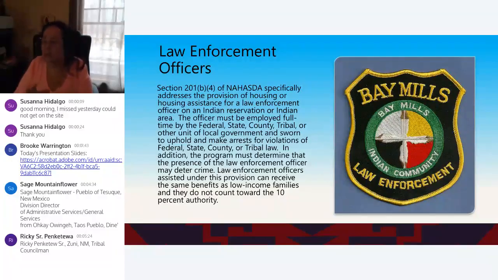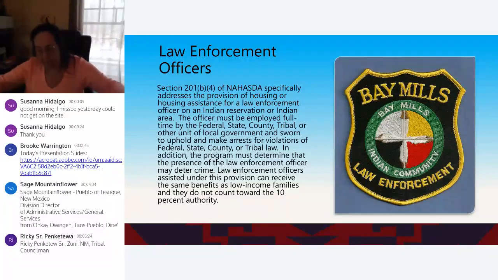Now, they can't be a dog catcher. They have certain criteria: the officer has to be employed full-time by a federal, state, county, tribal, or other unit of local government. They need to be sworn to uphold and make arrests for violations of federal, state, county, or tribal law. In addition, the program must determine the presence of that law enforcement officer may deter crime. Law enforcement officers assisted under this provision can receive the same benefits as a low-income family. So you don't have to charge them more. You can, but you don't have to. And they don't count toward your 10% authority.